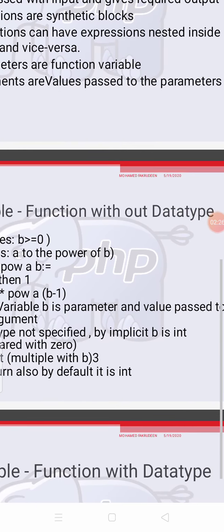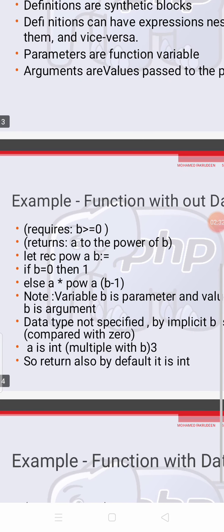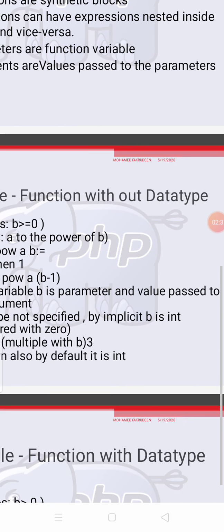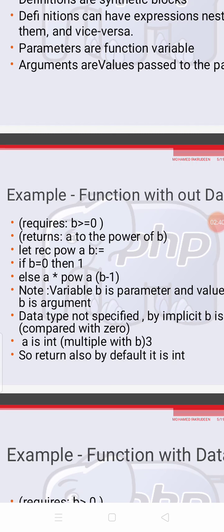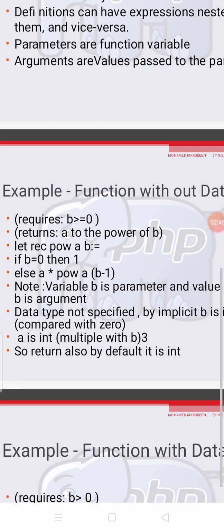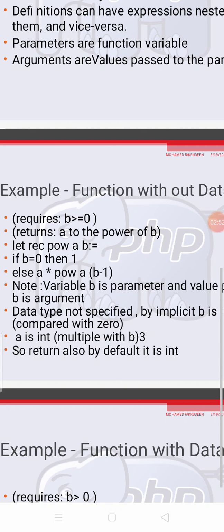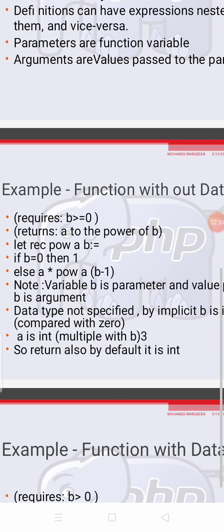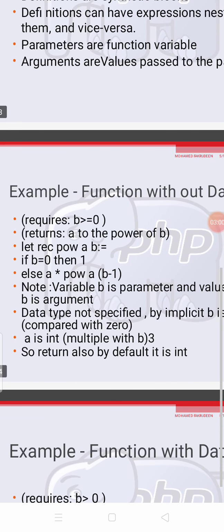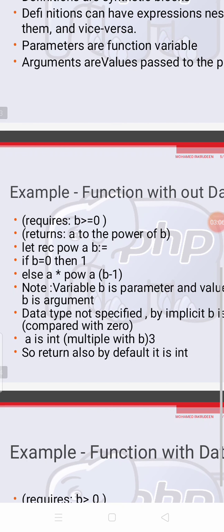So here is one example for the function. It's written in the algorithmic format, and the variables are not declared with a specific data type. The first statement specifies what is needed for the variable b, and the second statement specifies what we are going to return from this particular function. Here the condition is b should be greater than or equal to 0, and we are going to return a to the power of b.